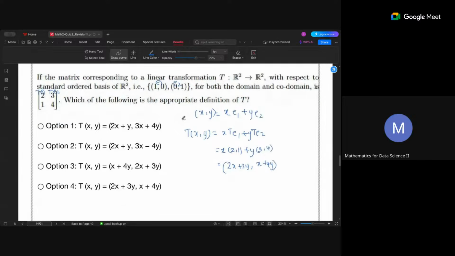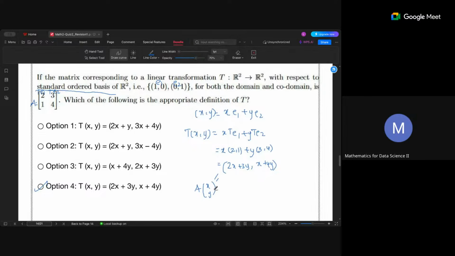If it is given that it is the standard basis, either you can do this, or the other thing you can do is simply find A of (x, y). You will still get the same thing. So you can try that also. So 2x plus 3y, x plus 4y. This is the answer. You can check that it will be the same as this. Only for the standard ordered basis can you do this. If it is something else, you cannot do this.